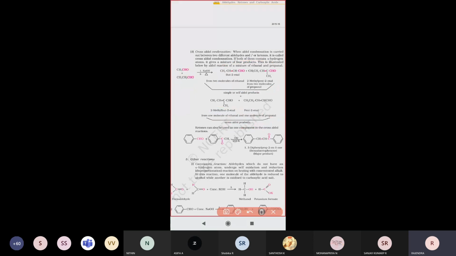So totally, how many products are possible in this cross aldol condensation? Totally, 4 possible compounds are there. Why are there 4 possibilities? Because the two aldehyde groups attaching are different. When we take different aldehydes or different ketones, this kind of products will be forming. This is called cross aldol condensation.